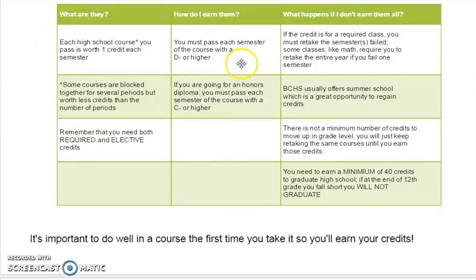As you can see, it is required that you pass each semester of a course with a D- or higher in order to earn credit in that course. For honors diploma candidates, that minimum requirement is C- or higher. So we cannot emphasize enough how important it is to do well in a course the first time you take it so that you'll earn your credit and you will not have to retake that course.